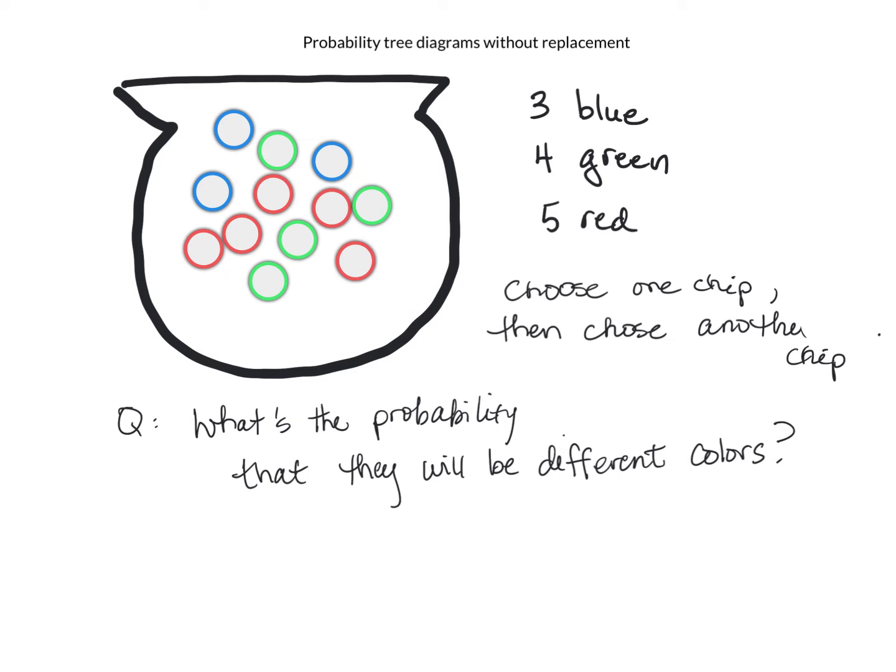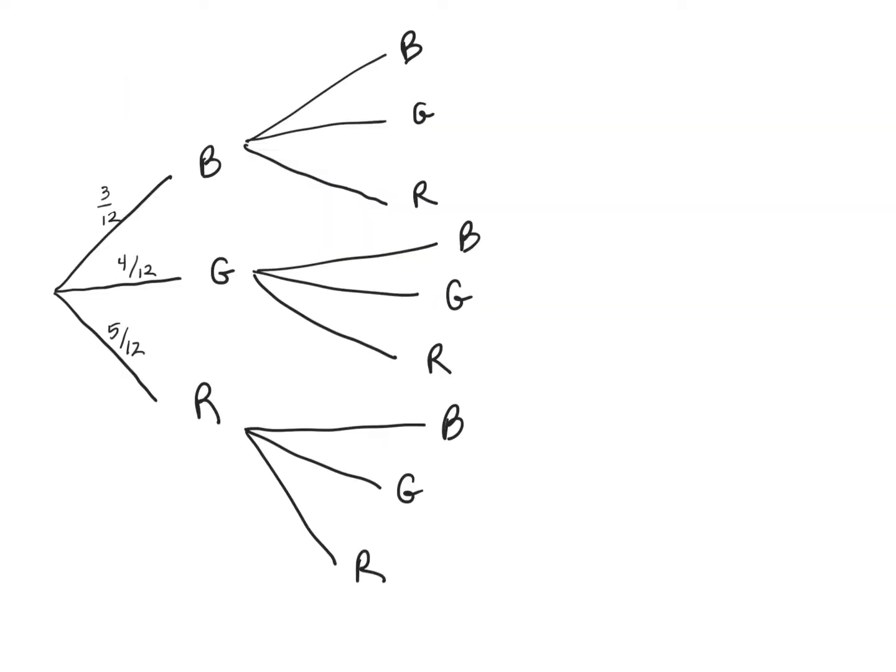One of the easiest ways to solve a problem like this is to create a probability tree diagram. So we begin with writing out the 3 possible outcomes for the first pick. The chip can be blue, green, or red, with probability of 3/12, 4/12, and 5/12 respectively.